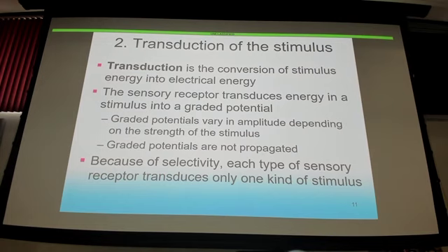And graded potentials are not propagated. So graded potentials are different than action potentials. Remember, once an action potential starts, it's going all the way down the axon to the end. And you can have more than one go down it, but we're just picturing one. So an action potential is all or none.